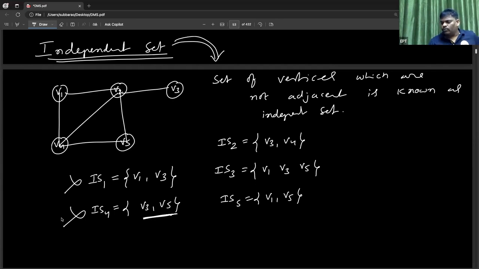Next one. Go to independent set 2, where V3 and V4 are already there. Can I add one more without violating the independent set property? Is it possible? Someone is saying V5. Can I add V5? If I add V5, V4 and V5 are adjacent. No, I cannot. Someone is saying V1. If I add V1, V4 and V1 become adjacent. So I cannot add one more.